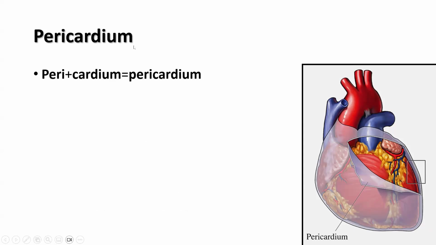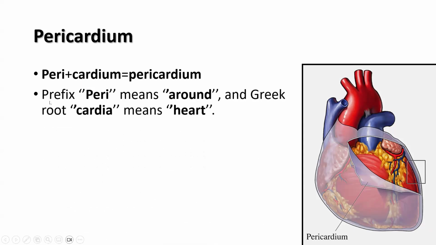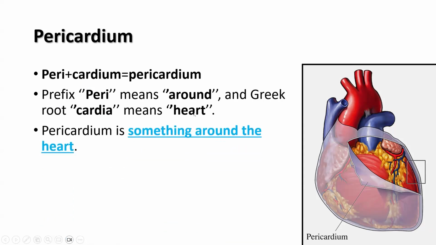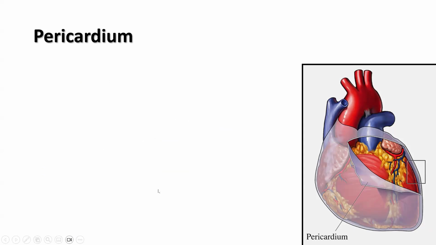Actually, the word pericardium comes from peri and cardium. The prefix peri means around, and the Greek root cardia means heart. So pericardium means something around the heart. The simplest definition of pericardium will be outermost covering of the heart. So we can say the outermost covering of the heart is called pericardium.